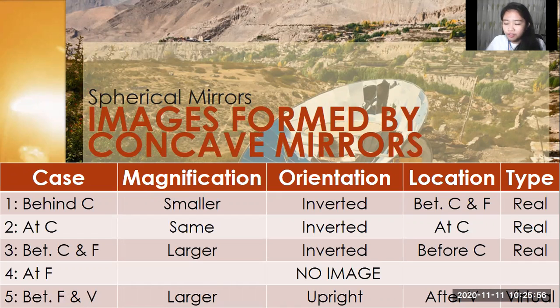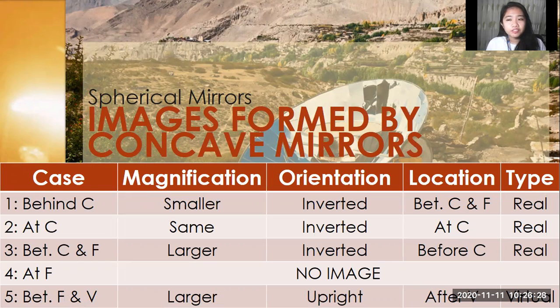And if we have our object found between F and V, then we have a larger magnification, and the orientation is changed, it becomes upright, and the location is after V or behind the mirror. And since this time, the intersected rays are not the actual reflected rays where light is found, then we have a virtual type of image.